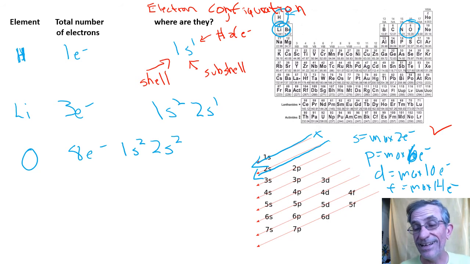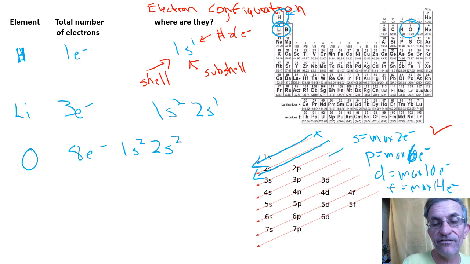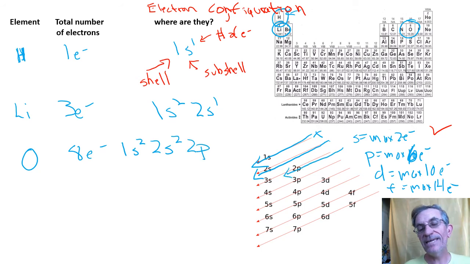Then, because we got to go to 8, right? And how many have I put in so far? I've put in 4. 2 in the 1s, 2 more in the 2s. So after 2s, the next thing we're going to fill up is 2p. Now, 2p, any p, has room for 6. We got 4 more to go, so all 4 of them can fit in that level. 2p4.